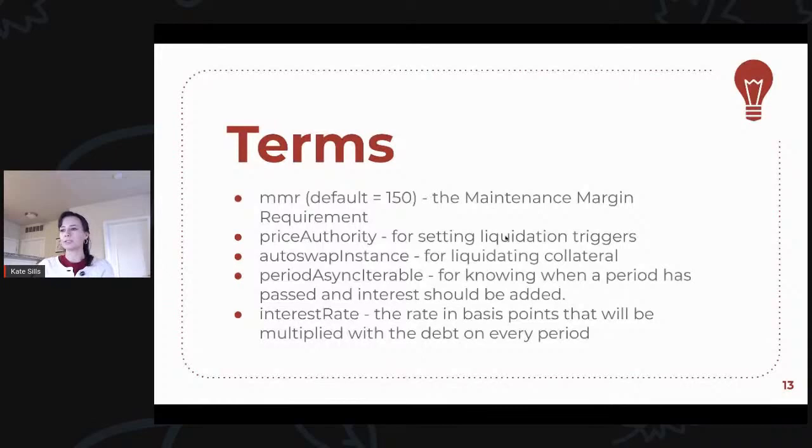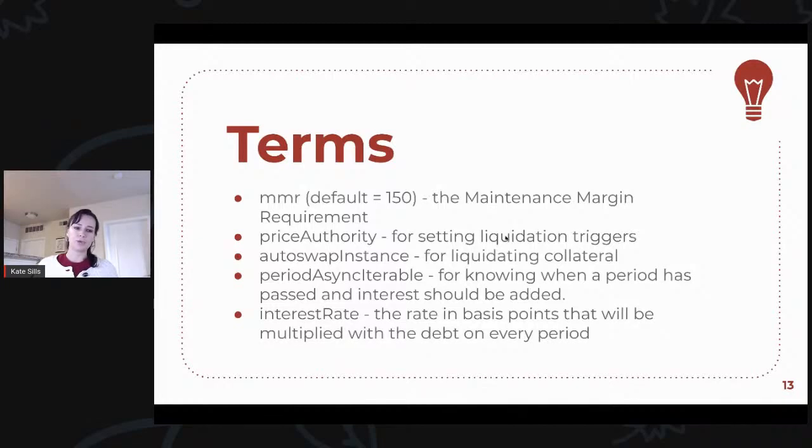All right, so let's start diving into the contract. So the terms, first there's the MMR term, which is the maintenance margin requirement. This is the percentage of collateral compared to the loan amount. So for instance, we might require that there is 150% of collateral value compared to the loan amount. There is the price authority, which we saw earlier, and that is used for setting the liquidation triggers, among other things. We're also going to take in an auto swap instance. So auto swap is our constant product AMM, so similar to Uniswap. And we're going to actually be using that for selling or liquidating the collateral if it comes to that.